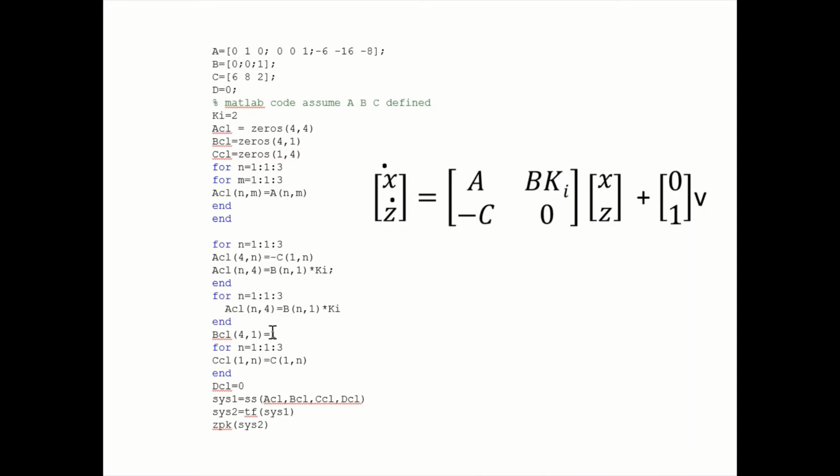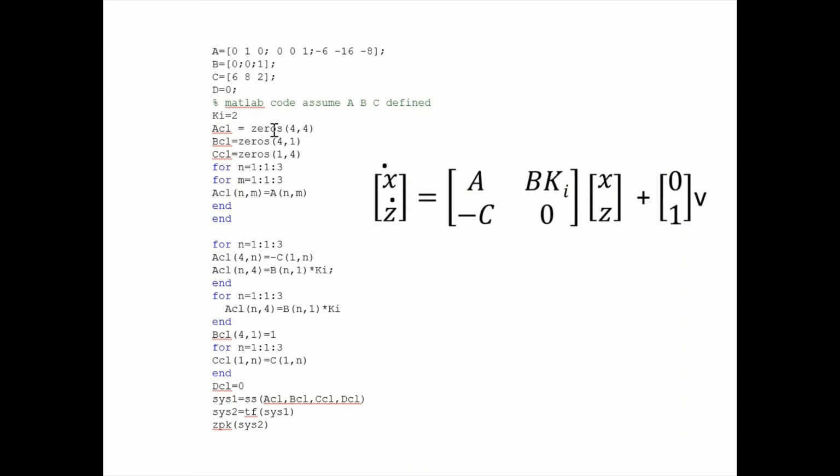I've doubled up the code here, so I don't need that. Looking at the B now, BCL is all zeros, but we've got a 1 at the bottom, so I've put BCL 4 1, it's the fourth one down, equal to 1, so that BCL makes that B for us. And then the CCL will be the same as the C for the first 3, but no Z's, so for 1 to 3, CCL is equal to C.